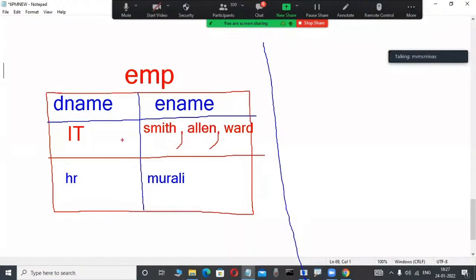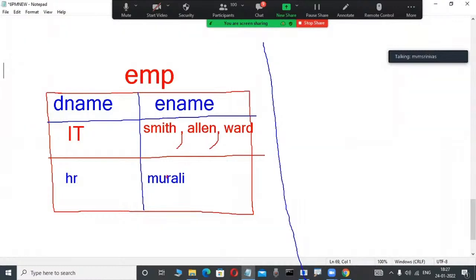Why? Because in any relational data model product, data is represented in the format of a table, and tables also have some rules that they implement. What is that? In this table, this is a cell. This is another cell. This is another cell. But every cell has a single value. Suppose here IT is a single value, there is no problem. Again, HR is a single value, there is no problem. Murali is a single value, there is no problem.